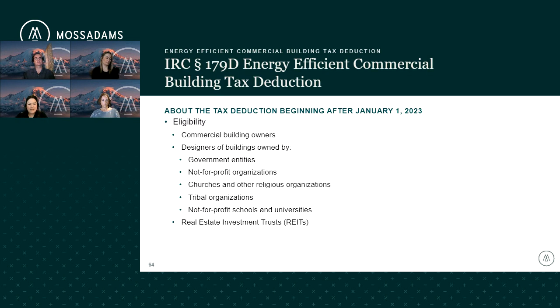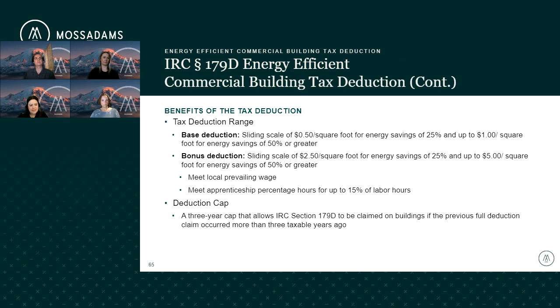And lastly here is the energy efficient commercial building tax deduction. So this is for tax deductions that are beginning after January 1st, 2023. Eligibility is going to be around commercial building owners, designers of buildings, as well as real estate investment trusts. There is a tax deduction range. So there's going to be the base deduction. That's going to be on a sliding scale of 50 cents per square foot for energy savings of 25% and up, and up to $1 per square foot for energy savings of 50% or greater.